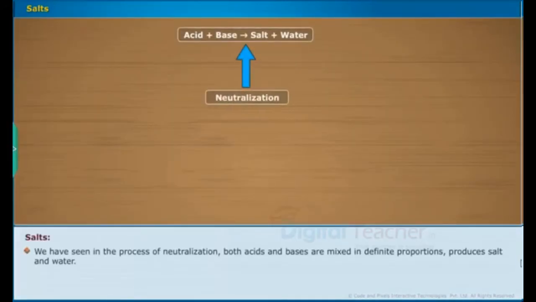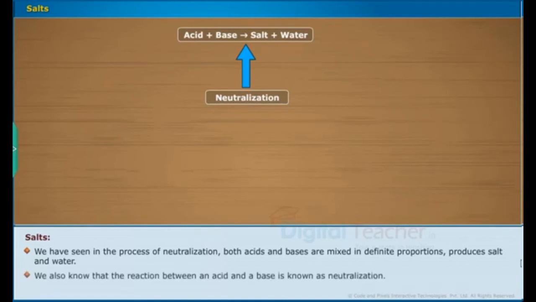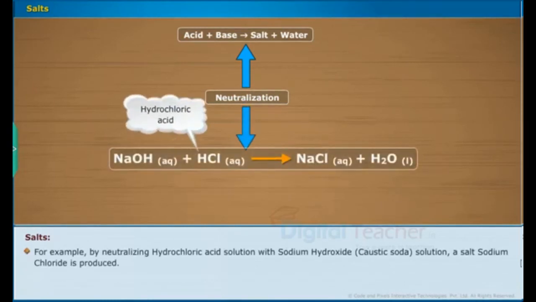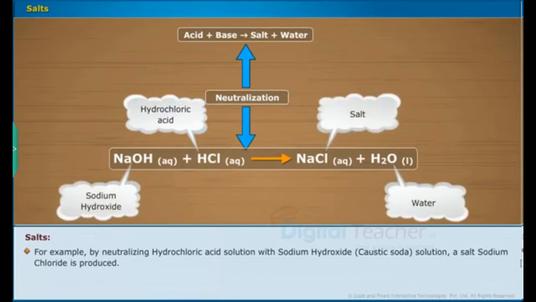Let us know about salts. We have seen in the process of neutralization, both acids and bases are mixed in definite proportions and produce salt and water. We also know that the reaction between an acid and a base is known as neutralization. For example, by neutralizing hydrochloric acid solution with sodium hydroxide, that is caustic soda solution, a salt, sodium chloride, is produced. Production of salt depends on the type of acid and base.